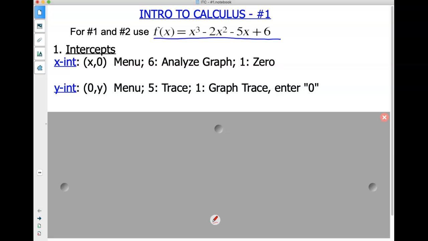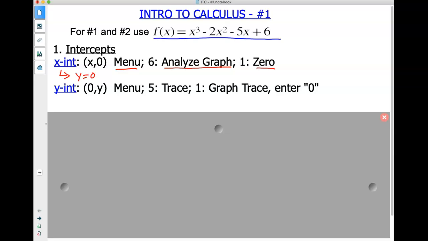Remember, that is something comma 0. X-intercepts are exclusively when y equals 0 in our function, okay? When you're in a graphing page and you need to find your x-intercepts, you hit Menu, Analyze Graph, and you're looking for zeros. Sometimes I might say Menu 61. The 6 and the 1 are little hotkeys once you're in the menu to make it quicker, okay?